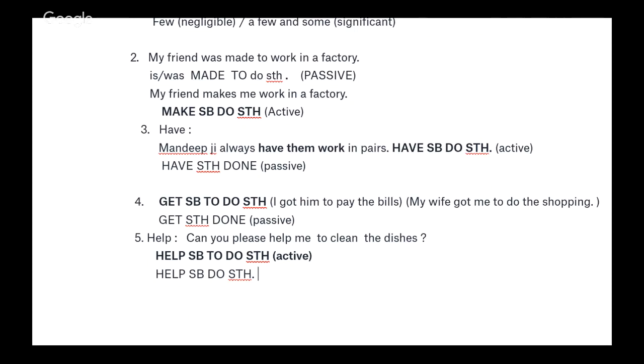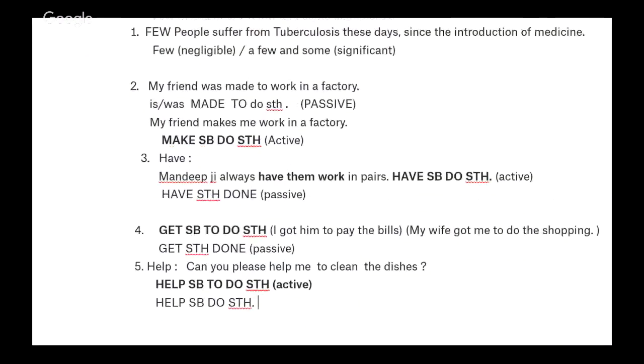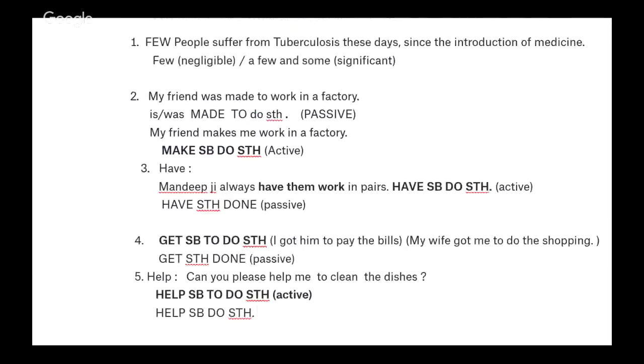Right. Can you help me drink the water? Right or wrong? Of course, right. How easy is this? So 5 causatives we learned here today, starting with make, have, get, and then help. Yeah. So 4 causatives. Now let's come to the next grammar.